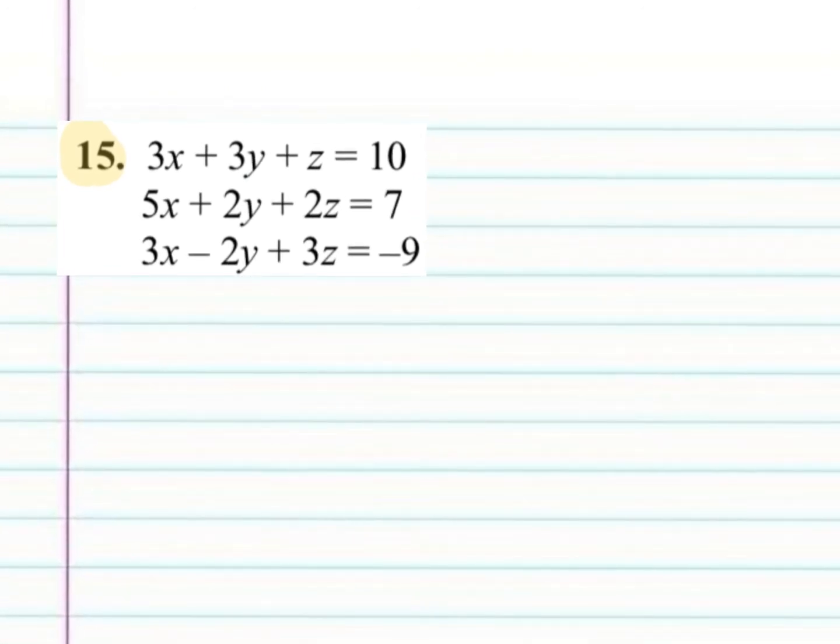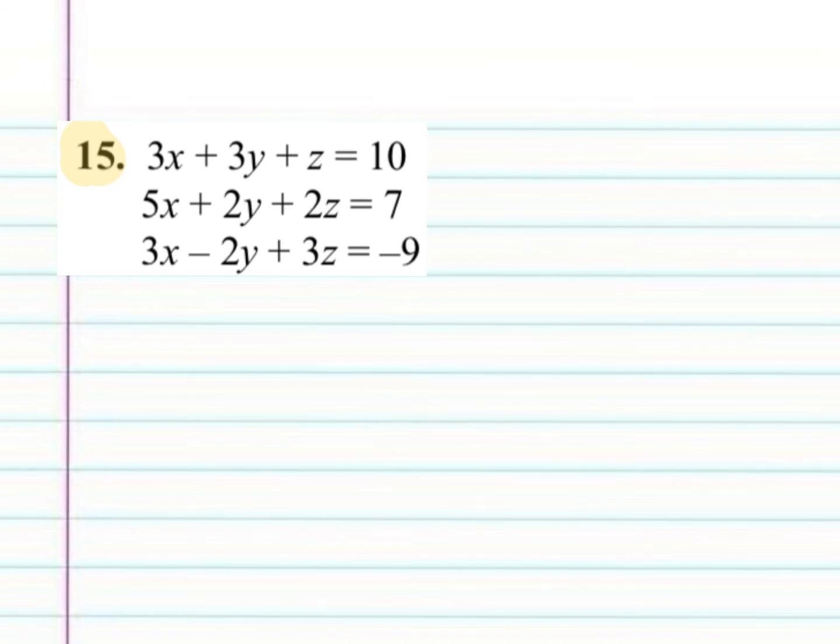So we have number 15 right here. Let's get a variable to cancel. Let's look at the x's, look at the y's, look at the z's. What do you think's easiest to cancel out? X's, y's, or z's? X's? Okay, x's, sure. I would have probably gone with z's, but let's go with x's because you guys said x's, I'm going with x's, all right?